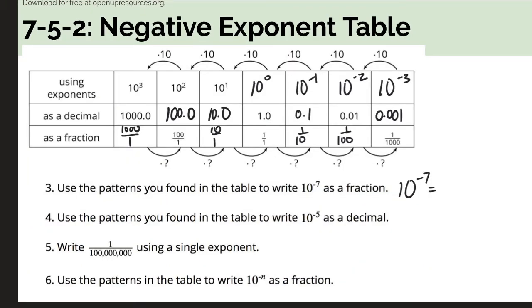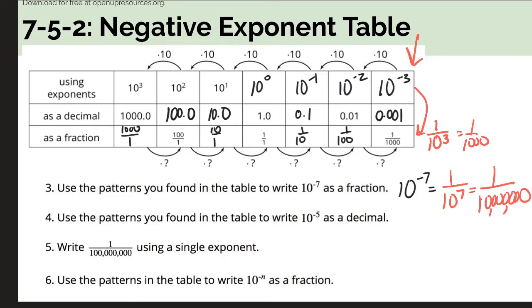Okay, same table we were just using, but let's go on and start with number 3. Use the patterns you found in the table to write 10 to the -7th as a fraction. So I want us to focus on this last column of the table with 10 to the -3rd. I like to say that the negative exponent kicks it to the denominator, and another way to write this would be 1 over 10 to the +3rd, which is 1 over 1,000, which you see there in the table. And so 10 to the -7th, I could write as 1 over 10 to the 7th, which would be 1 over 1 with 7 zeros.